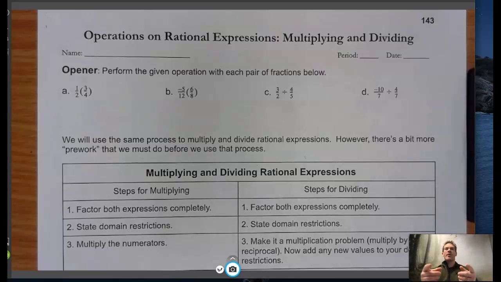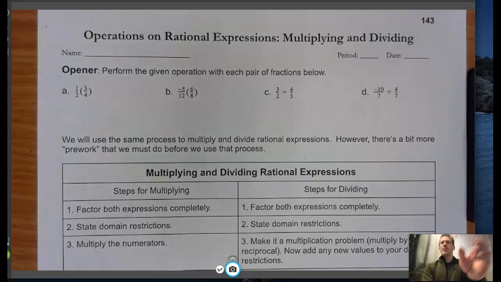Okay, so here's what I want you to do. We have 4 problems here that involve multiplication and division of fractions. I would like you to pause the video, go ahead and do A, B, C, and D here in the opener. Flip the video back on, and we'll talk about how that connects to what we're going to do with multiplying and dividing rational expressions.